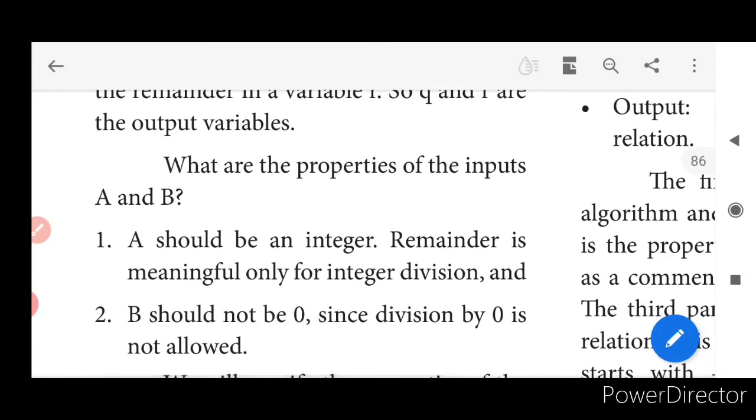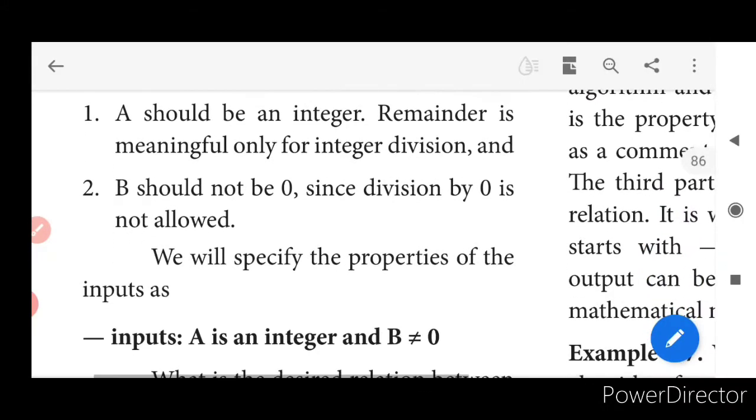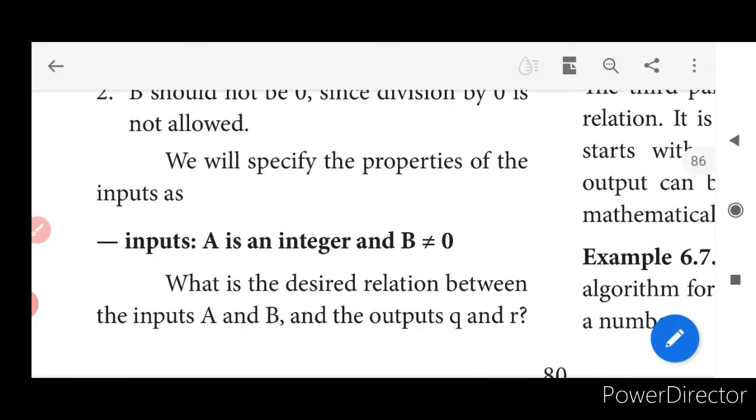Now we are going to write the properties for the inputs a and b. A should be an integer. Remainder is meaningful only for integer division, and b should not be 0 since division by 0 is not allowed. All these are the properties. We will specify the properties of the inputs as: a must be an integer and b should not be equal to 0. This is how your input should be.